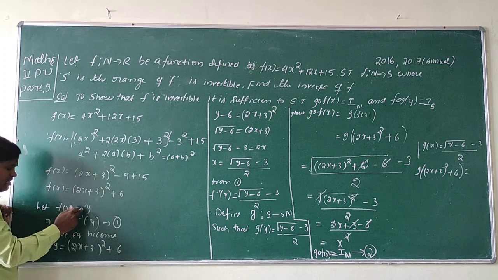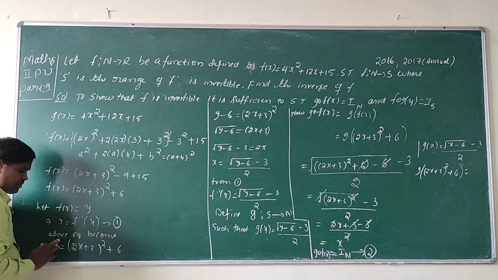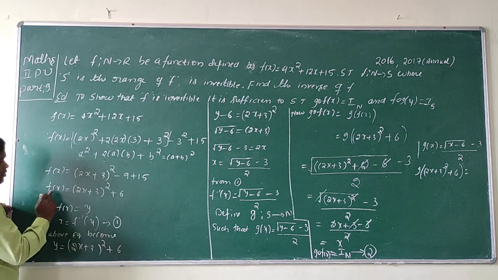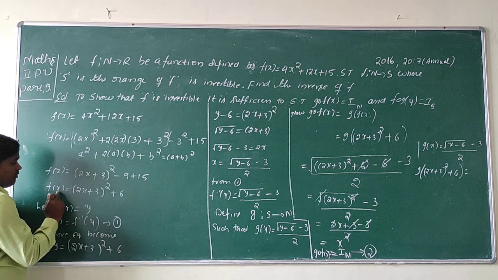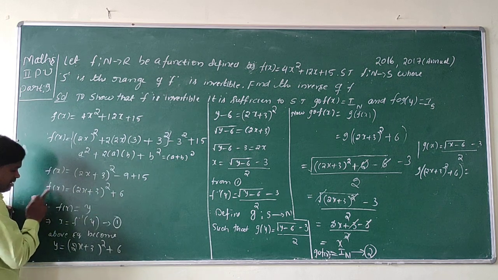So f of x is equal to y, and x is equal to f inverse of y. So it is taken as equation 1. So the above equation becomes f of x is equal to 2x plus 3 whole square plus 6, and the equation becomes f of x is equal to y.